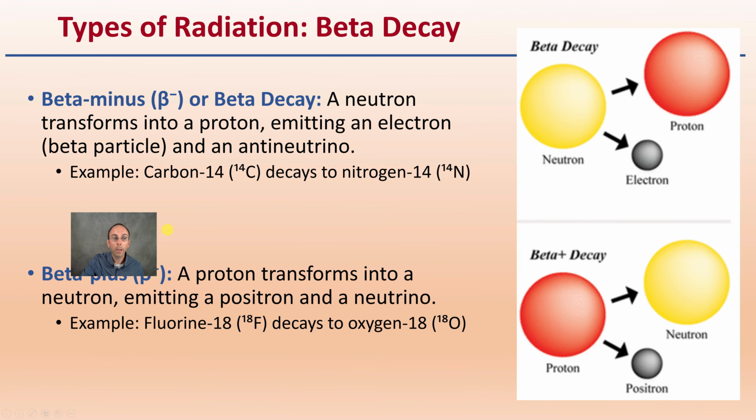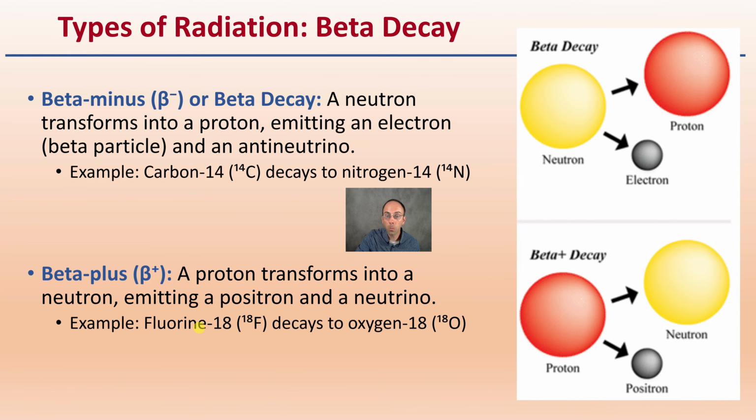Now, getting on to beta decay, there are 2 forms. Typically when we hear the term beta decay, it's referring to beta minus decay, which is a neutron transforming into a proton, emitting an electron or beta particle and an antineutrino. For example, carbon-14 decays into nitrogen-14. Beta plus is a proton transforming into a neutron, emitting a positron and a neutrino. It's not quite as common, so if you just hear the word beta decay, we're referring to beta minus decay. The beta plus example will be fluorine-18 decaying into oxygen-18.